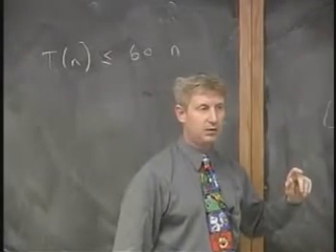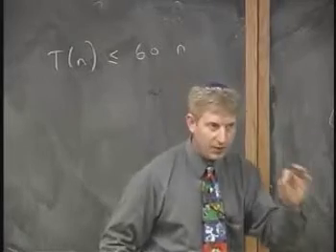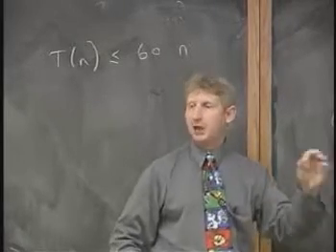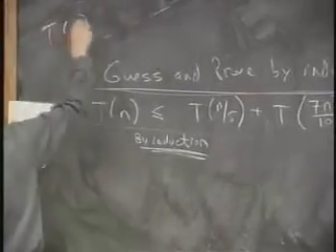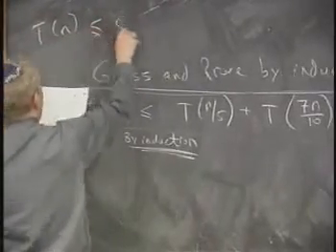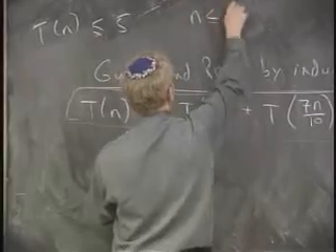Everybody with me so far? It turns out that you can't do this. We're going to get stuck. But the point where we get stuck is a point where we can backtrack and use a better number and get it to work. Here's my base case: T of n is less than or equal to 5 as long as n is smaller than or equal to 6.